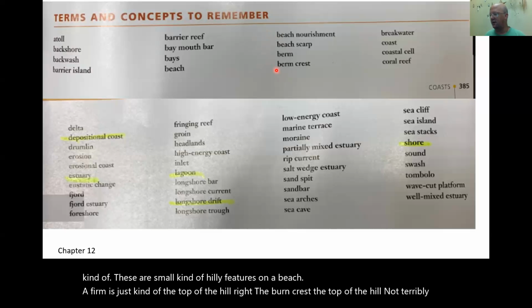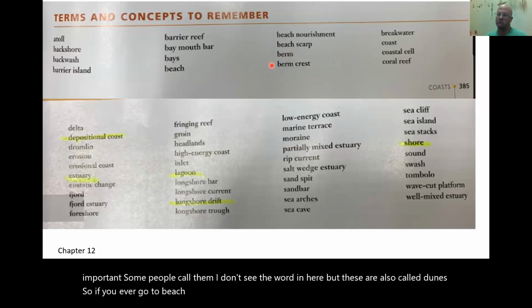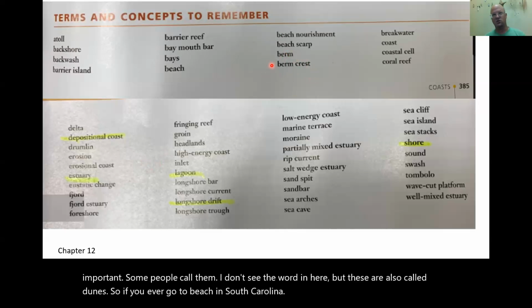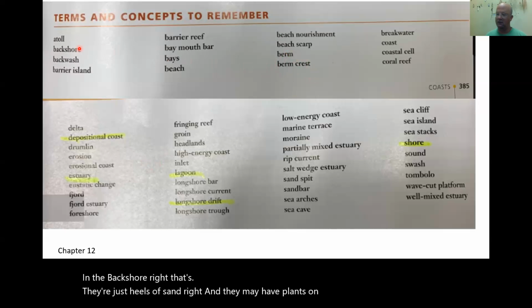I don't see the word in here, but these are also called dunes. If you ever go to a beach in South Carolina, people call them dunes. They're essentially hills of sand that are in the backshore, right? They're just hills of sand, and they may have plants on them, may have trees. It really depends.